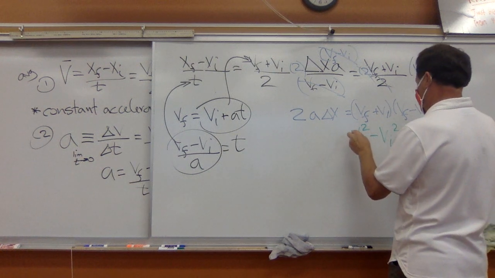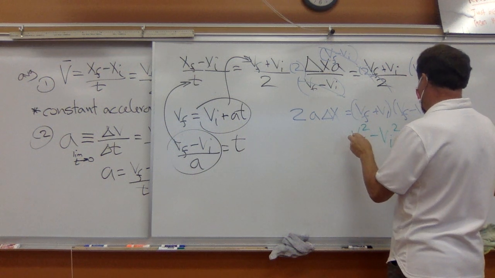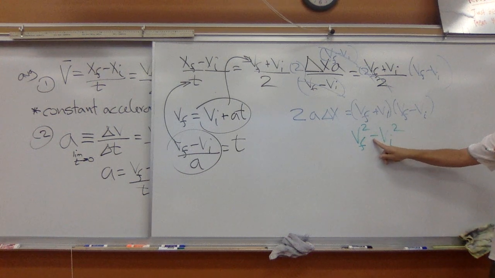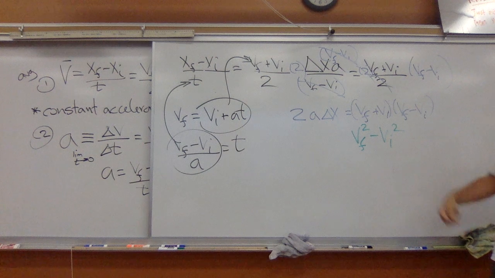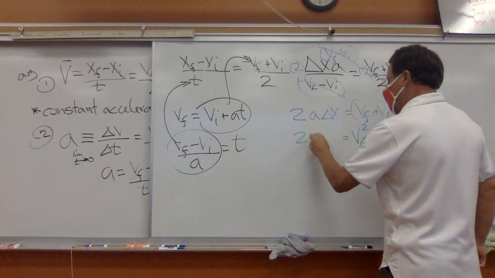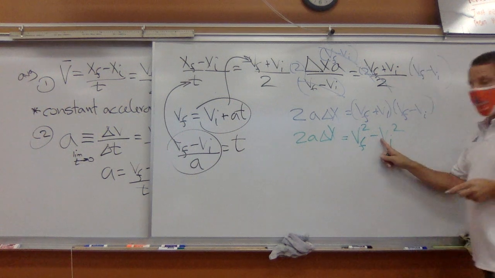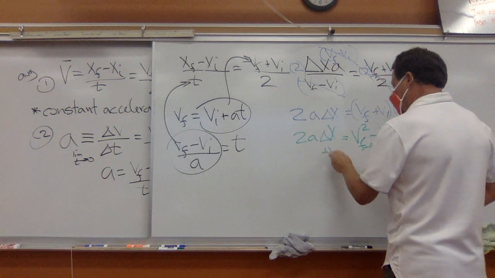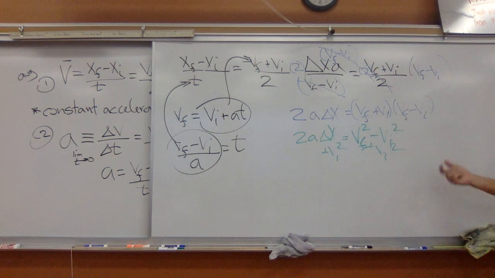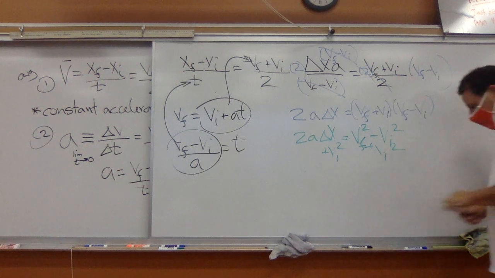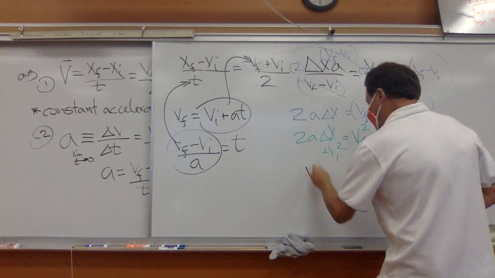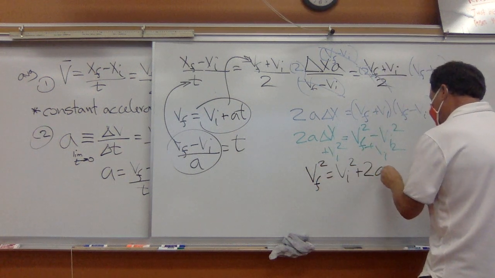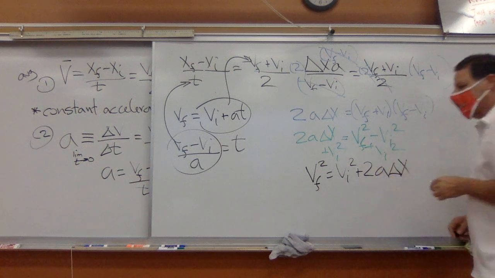Wait, shouldn't it be delta v squared? No, because we have that separation. We can't do that. And that's going to be equal to 2a delta x. I'm going to add vi squared to both sides, okay? And I'm just going to flip this around for our final here. And that's going to be v final squared is equal to v initial squared plus 2a delta x.